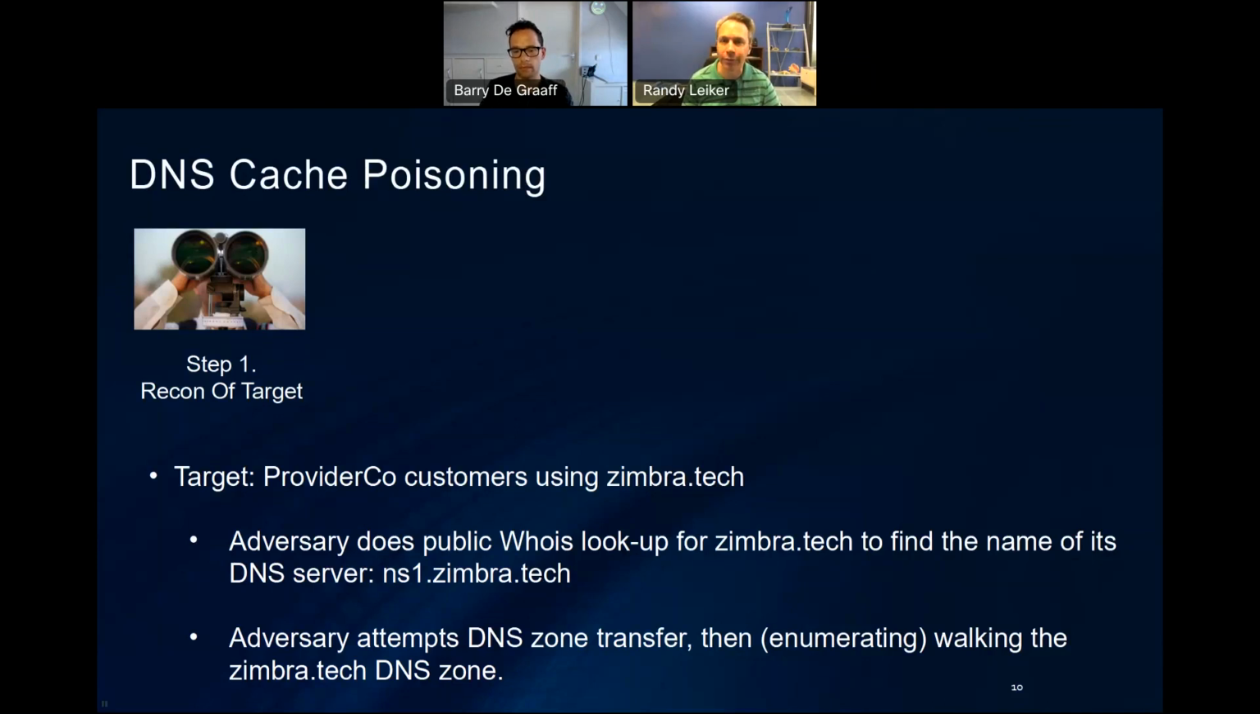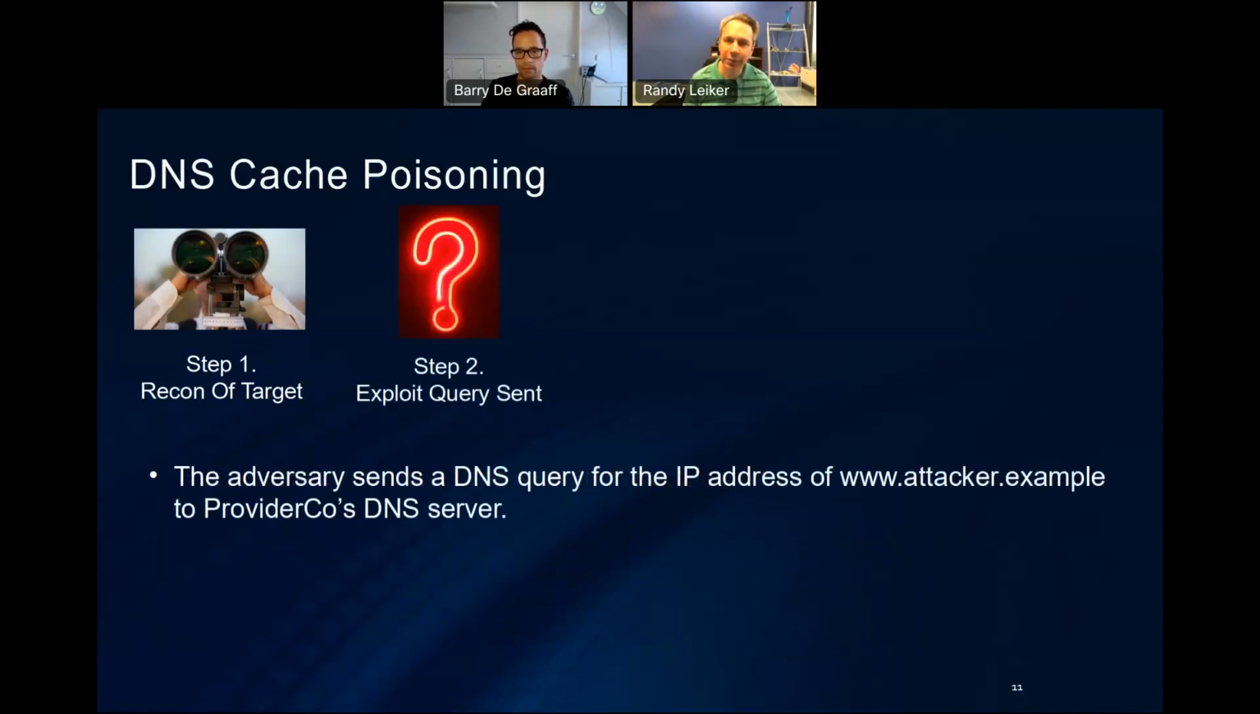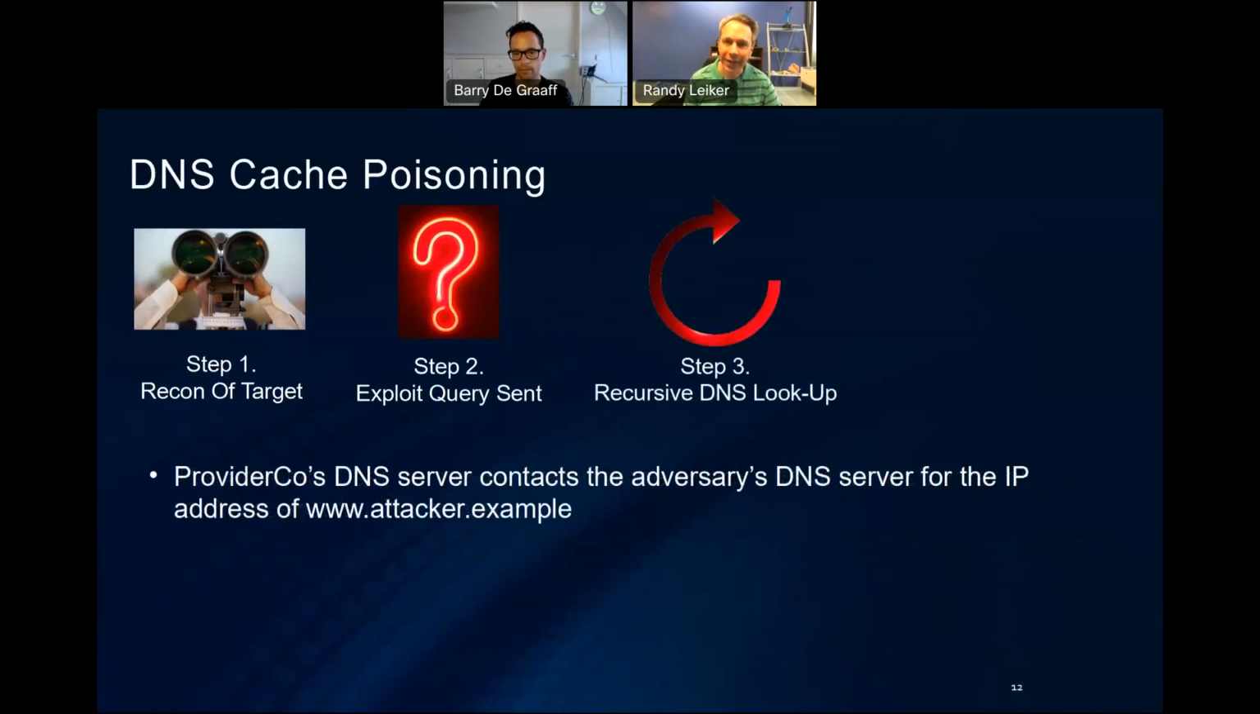So in step two, the attacker sends a DNS query for a subdomain the adversary owns called www.attacker.example to ProviderCo's DNS server. Since ProviderCo's DNS server does not know the IP address for www.attacker.example, it does a recursive DNS lookup. This means that ProviderCo's DNS server is going to contact the adversary's DNS server to ask it for this information.